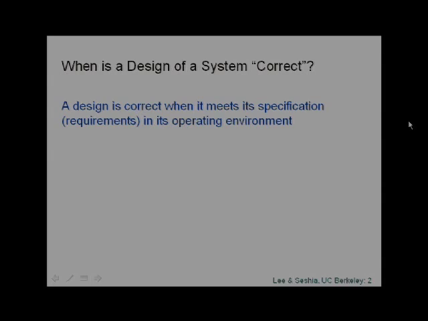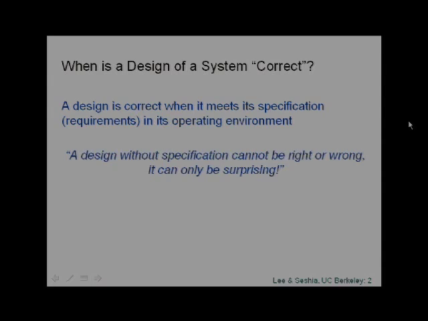There's this very nice saying that appeared in a paper 30 years ago or so, which says that if you have a design and it doesn't have a specification, then it can't be right or wrong. It can only surprise you, right? It can only be surprising. And this is true. If you don't write down a specification, then there's no way of figuring out whether you built the right thing or not.